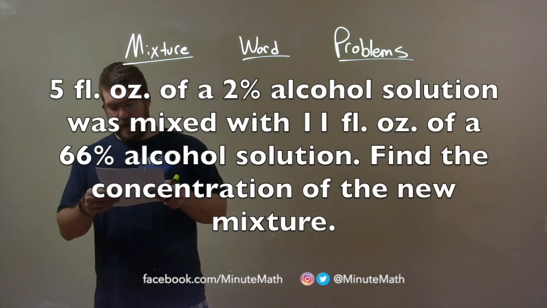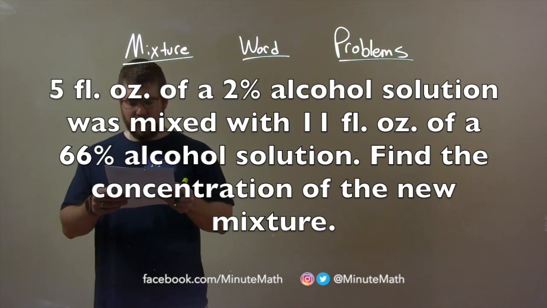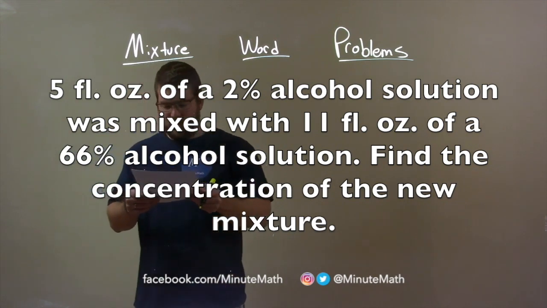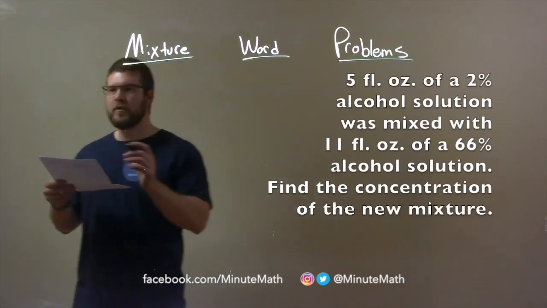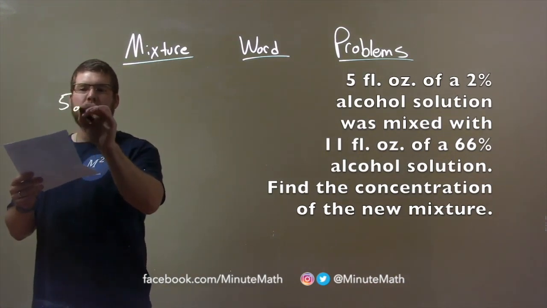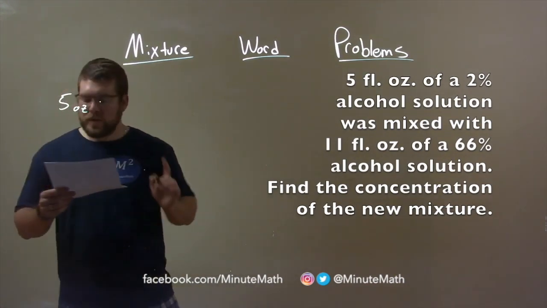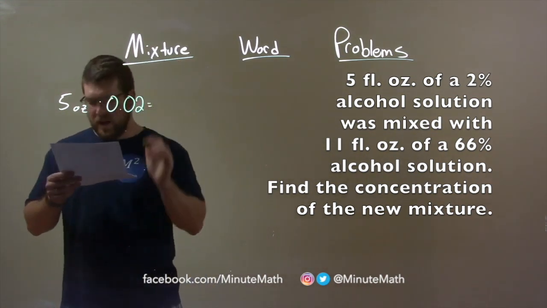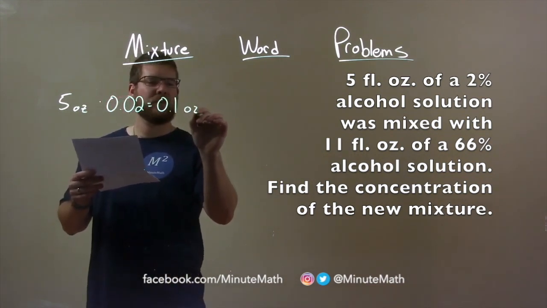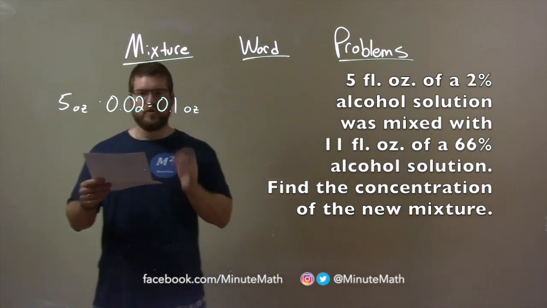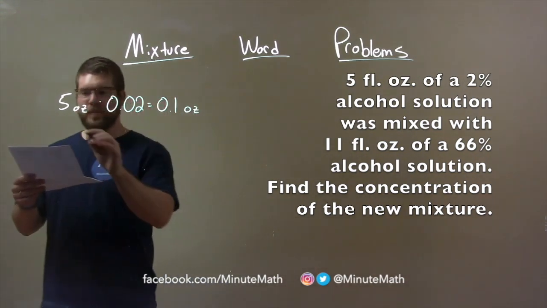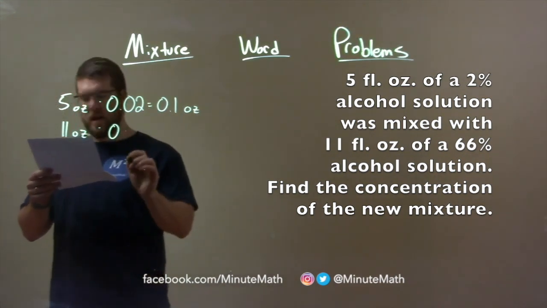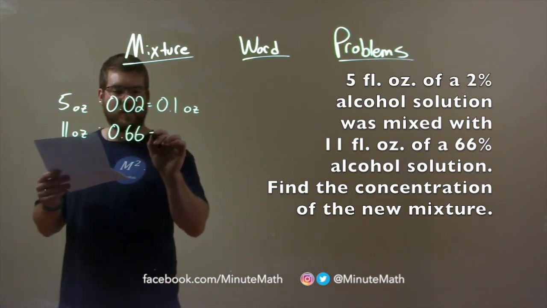5 fluid ounces of a 2% alcohol solution was mixed with 11 fluid ounces of a 66% alcohol solution. Find the concentration of the new mixture. So our first thing, we have 5 fluid ounces, the first mixture, and that contained 2% alcohol. So that as a decimal is 0.02. Multiply that out, and we get 0.1 ounces of alcohol that was in the first mixture. Okay, the second mixture had 11 fluid ounces, and that one contained 66% alcohol, or as a decimal, 0.66.